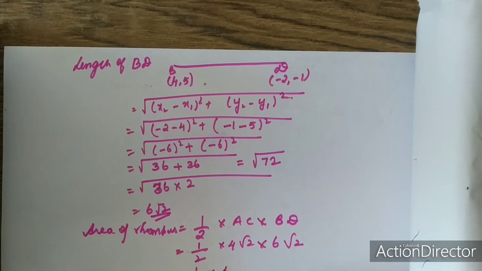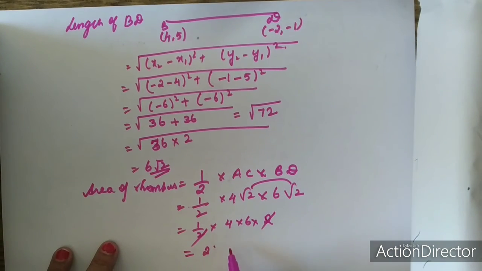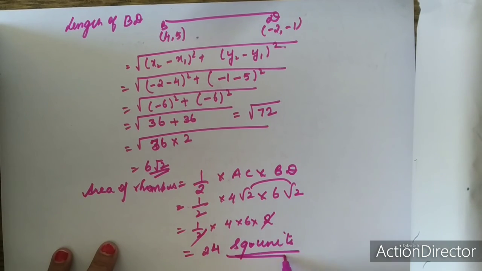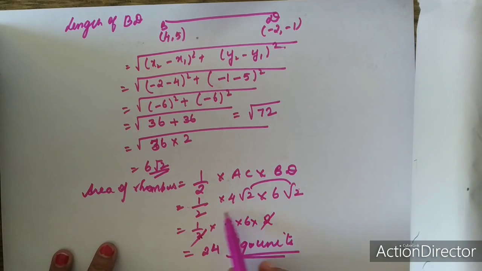Half into 4 into 6 into this root 2 into root 2 will become 2. This 2 and 2 will get cancelled. So my answer is 24 square units. Since it is area, you have to write square units. This root 2 and root 2 will become 2. It will get cancelled with the denominator 2. So what is left out is 4 into 6. So what is 4 into 6? 4 into 6 is 24.